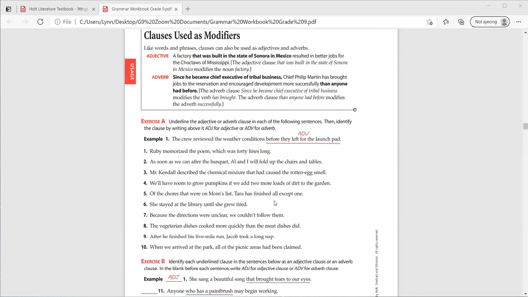If the word has one syllable, then you're going to add ER to the comparative, and you're going to add EST to the superlative. Now, if you have a word with two syllable modifiers, you're going to add ER to the comparative, or by using more.